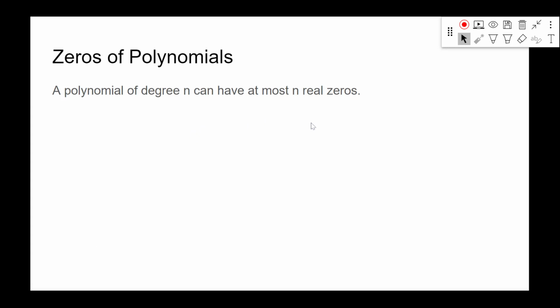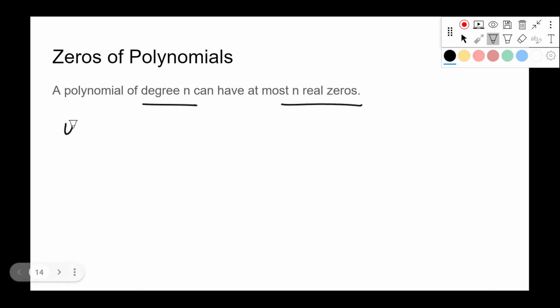Okay, so let's get started with some things that we already know, may remember, and things that we definitely know how to do algebraically. So we're going to talk here about zeros of polynomials. We're going to try to find the zeros of a polynomial because those are great points to put on a graph. Okay, the first thing you need to know is that a polynomial of degree n, so a polynomial with any degree, whatever it is, can have at most n real zeros.